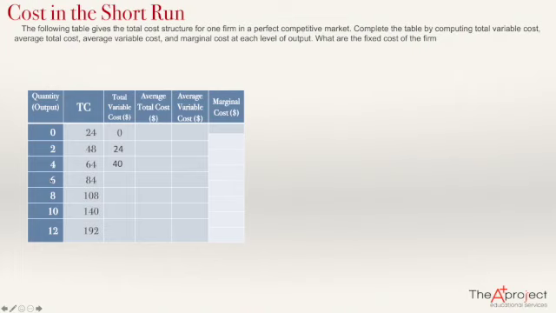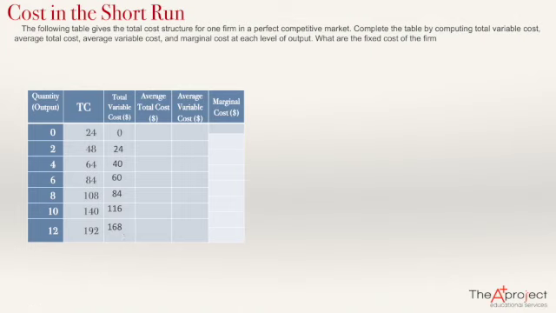In the fourth row, when the quantity of output is 6, it needs to be 84 minus 24, so the variable cost will be 60. The variable cost in the next one needs to be 84, that is 108 minus the 24, the fixed cost. Here, the variable cost needs to be 140 minus 24, that is 116. And finally, the variable cost in the last row will be 192 minus 24, which is 168. So we computed the total variable cost.